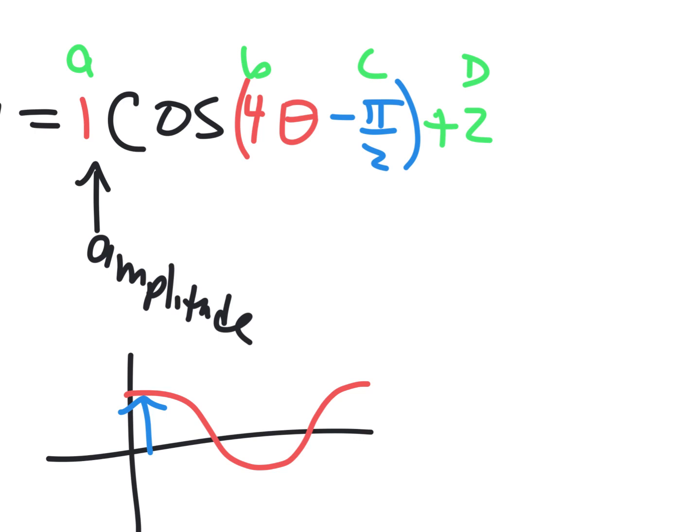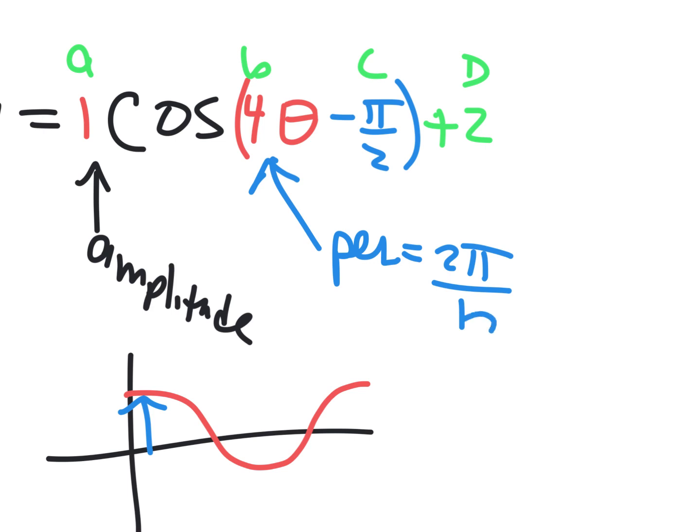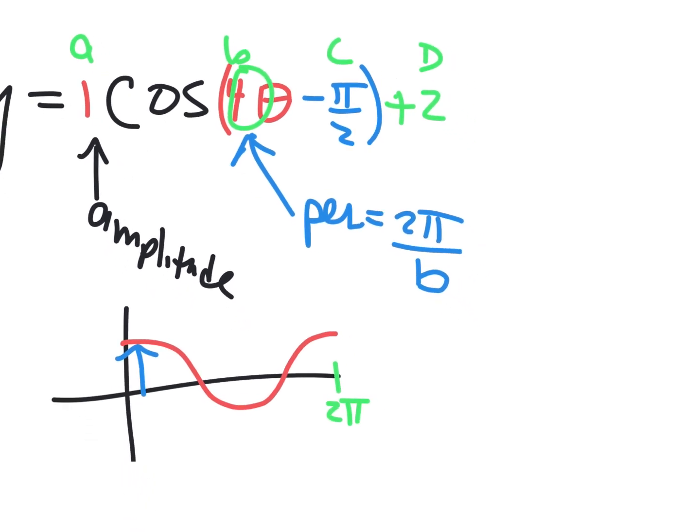This B right here, what I want you to write about that is that the period is 2 pi divided by whatever that number is. So whatever that number is right here, you divide by that. So if the graph had gone to 2 pi, we divide by that 4 that's right there. We go divided by 4.